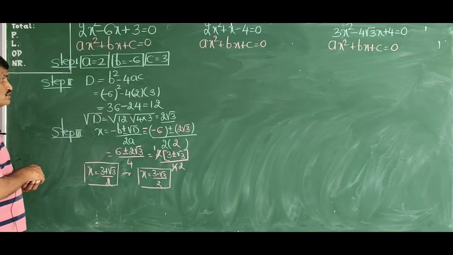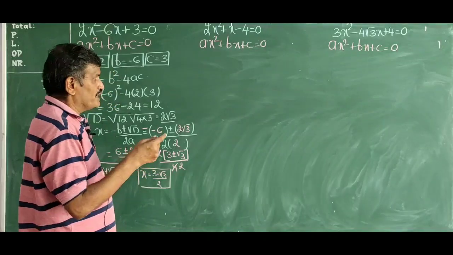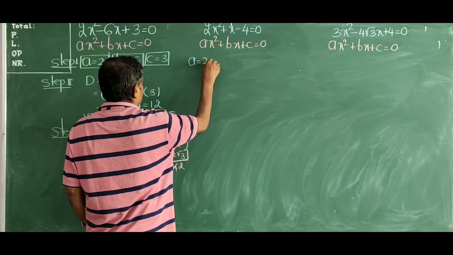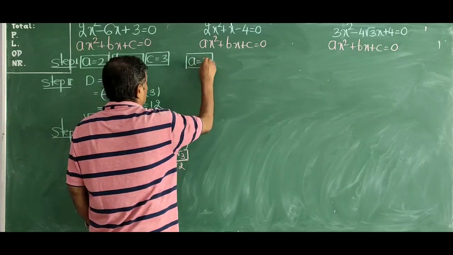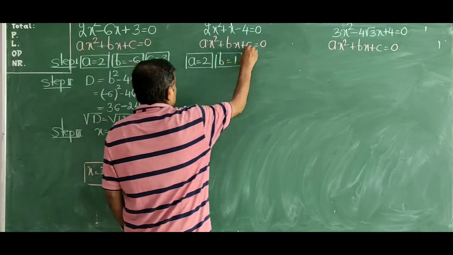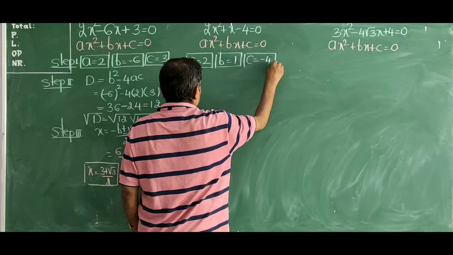In the next problem also, the same method we have to do. Now slowly and steadily I will make things very fast. See here, directly I will say a is equal to 2. Here b is equal to 1. C is equal to minus 4. Step 1: find the values of a, b, c.